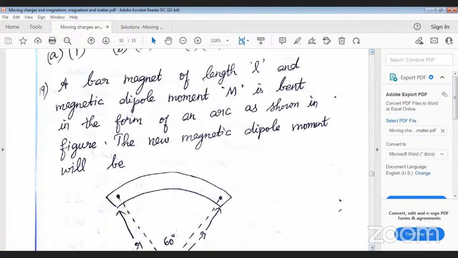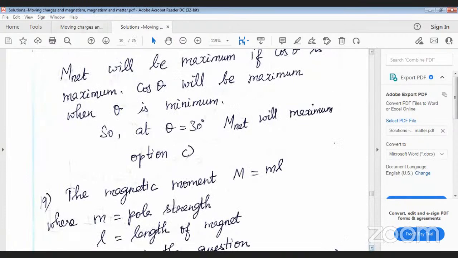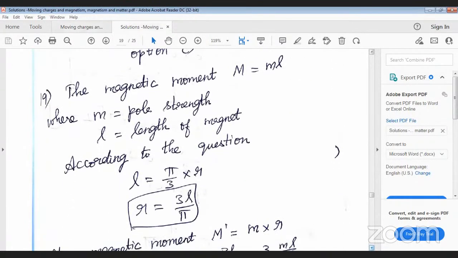Okay, because initially it is in the form of rectangle. The bar magnet is in the form of rectangle. Now it is bent in the form of arc. For that the magnetic moment will be changing. What is the new value of magnetic moment? That we need to find out. So here you see the magnetic moment formula is capital M equal to small m into small l, where small m is nothing but the pole strength, and L is the length of the bar magnet.